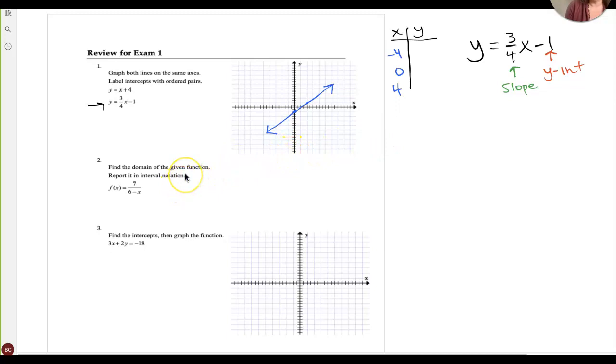Just as long as you know some way to graph it, is what I'm worried about there. Okay, so let's look at number 2 now. And on this one, it's asking us to find the domain, right?